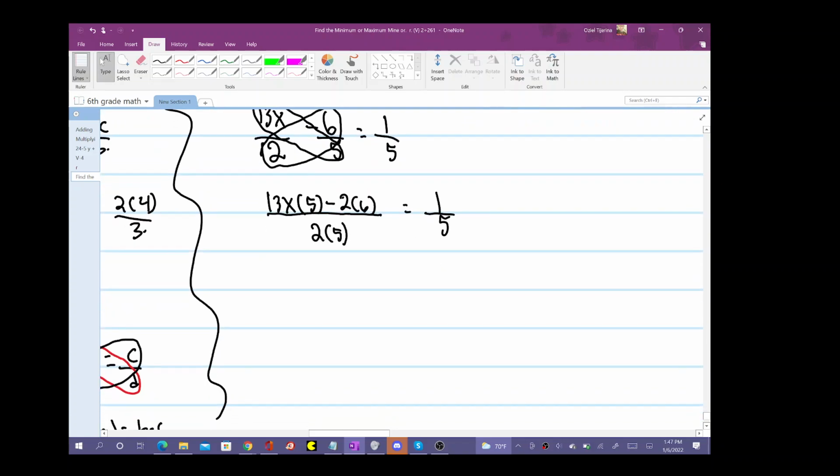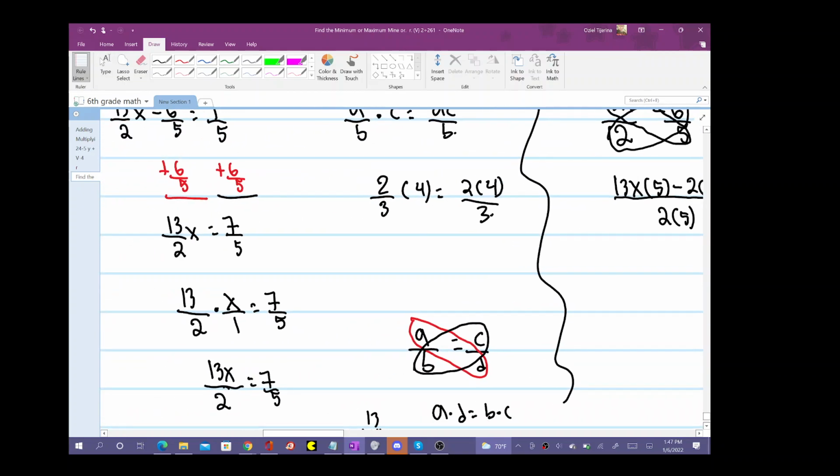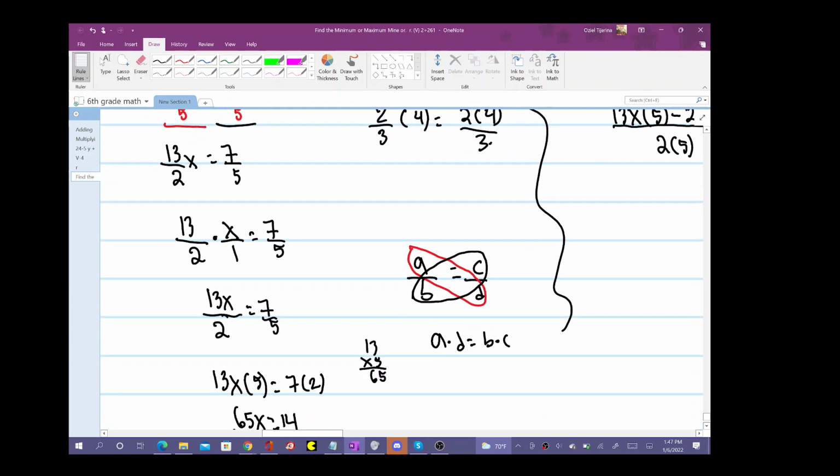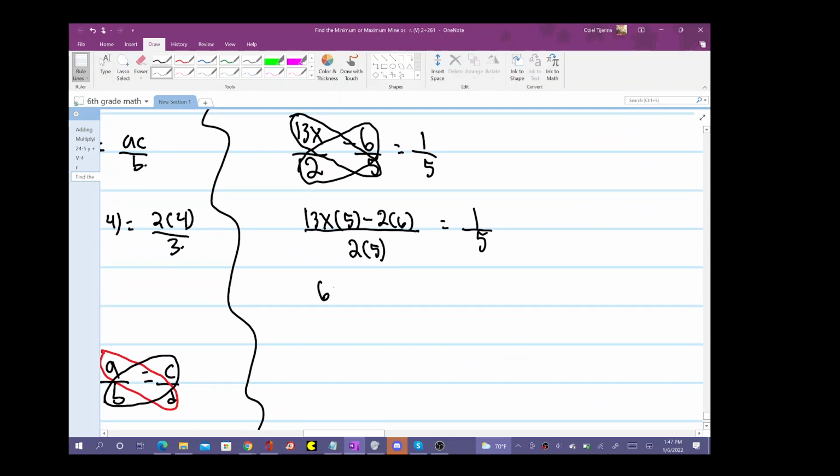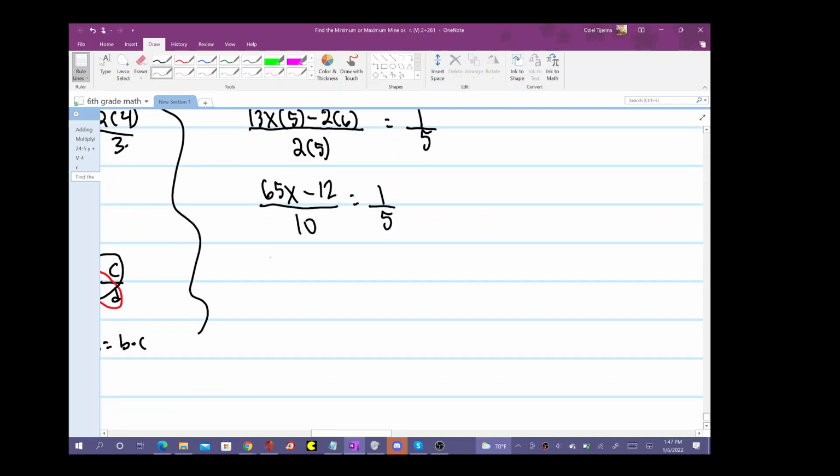So now we can do the exact same thing we did over here. So 13x times 5 is 65x. So 65x minus 12 over 10 equals 1 over 5. This becomes 5 times 65x minus 12 equals 10, because you're doing 5 times 65x minus 12 equals 10 times 1, which is 10, right?